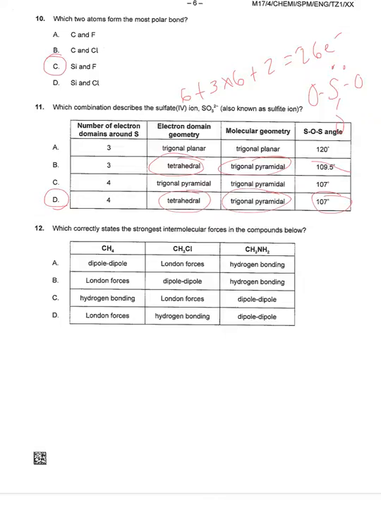Number 12, which correctly states the strongest intermolecular force in the compounds below? So each of these forms some polar bonds. CH4 is just slightly polar, I mean like barely polar, but really it's about the shape. So CH4, I'm going to have 4 hydrogen bonds off of it. CH3Cl, I'm going to have 3 hydrogen bonds and then the stronger Cl bond. Here I've got just a slight polarity toward each hydrogen, but it's going to be balanced or symmetrical.